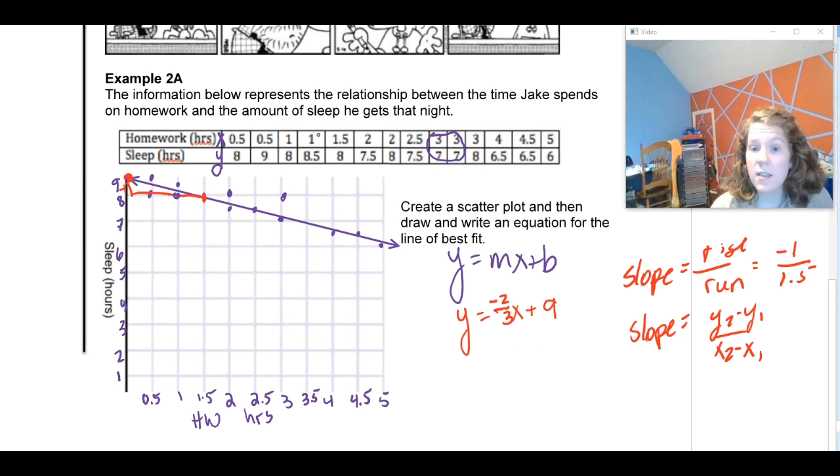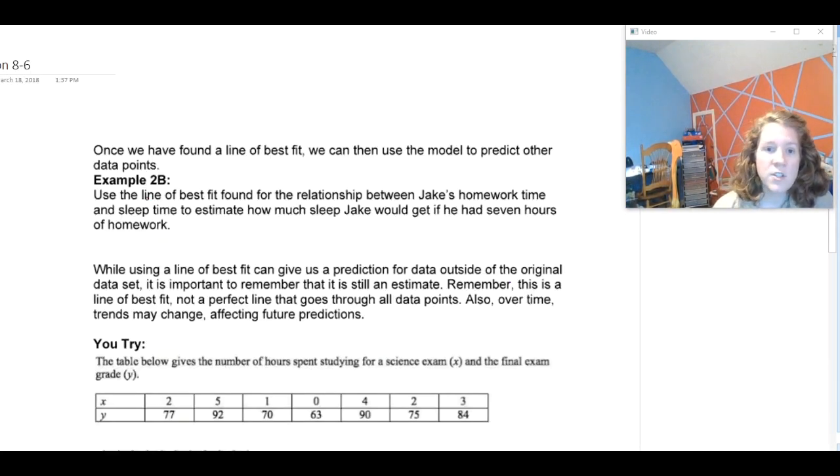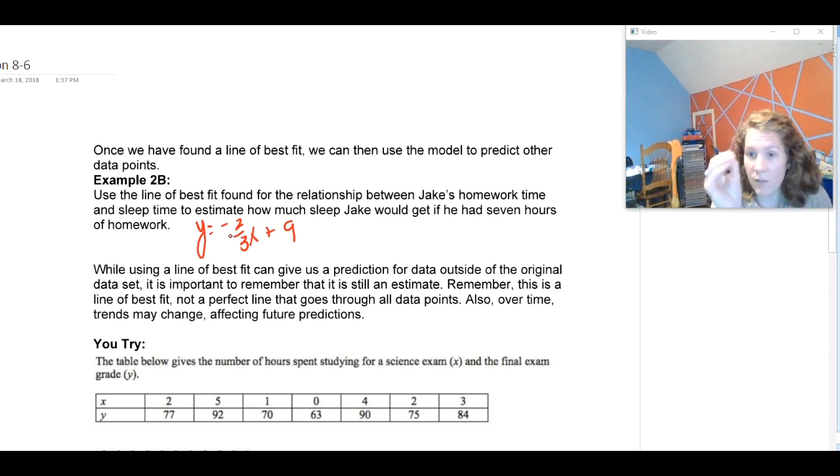Now, I can use this formula to make predictions about how much sleep Jake's going to get on a given night. Remember, our formula is negative 2/3 x plus 9. I'm going to go to example 2, and it says use the line of best fit we just found to estimate how much sleep Jake would get if he had 7 hours of homework. Remember, this is an estimate because we estimated the line of best fit. We estimated where to find points in order to get a slope, so it's going to be rough. When you're doing these on your own, your answer may be slightly off from the answer in the key. Don't worry about that as long as it's reasonable.